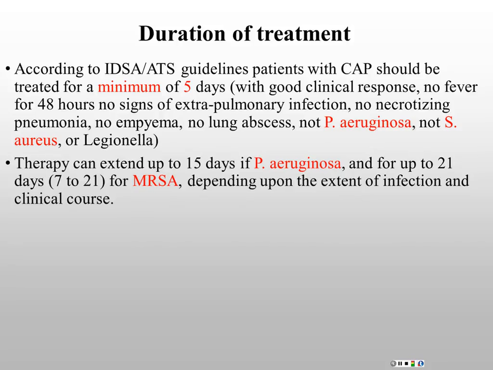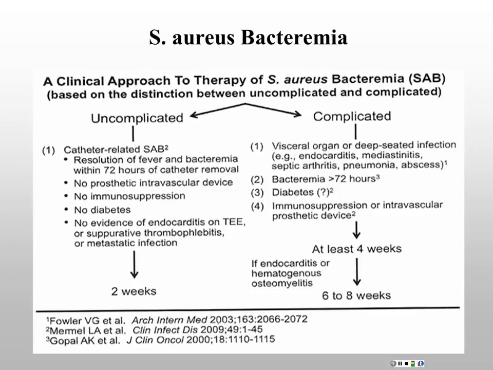For example, just Pseudomonas pneumonia, you may need 15 days of antibiotic. MRSA pneumonia, you can use anywhere between 7 to 21 days. It depends on the extent of the infection and the clinical course and the response of your patient.